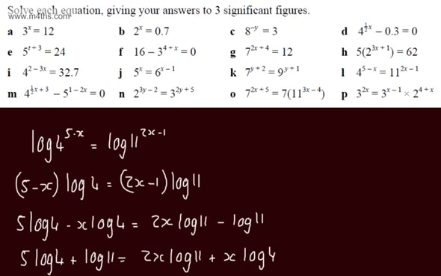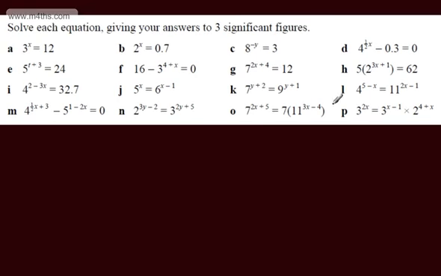Okay, let's move on and look at these ones right here. Now, this is quite nice. We've got 7 to the power of 2x plus 5 is equal to 7 lots of 11 to the power of 3x minus 4. At this stage, what I'm going to do is divide both sides by 7. Now, I don't need to do this.